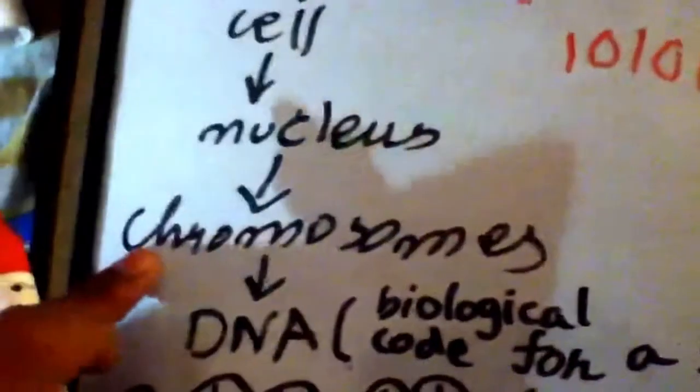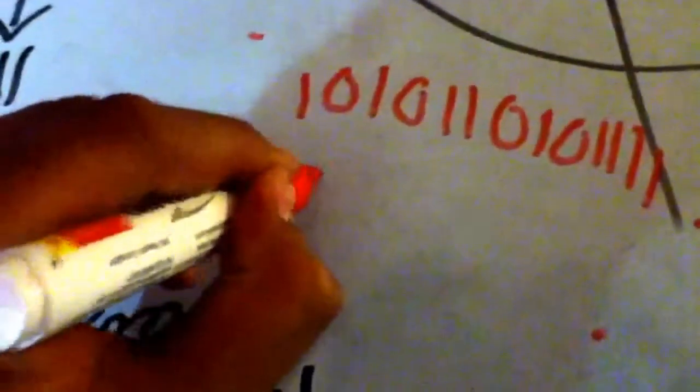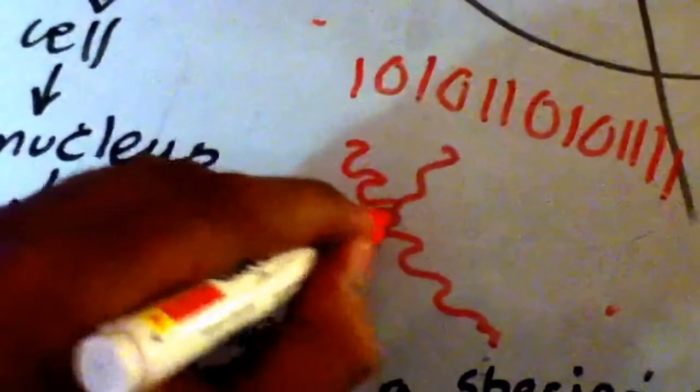And these chromosomes now have DNA. So every chromosome, or every branch of a chromosome, is essentially these long strands of DNA which are attached at one point, and it's called a centromere.